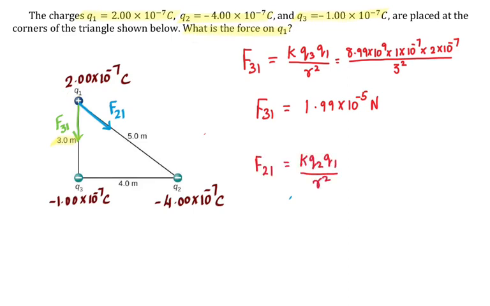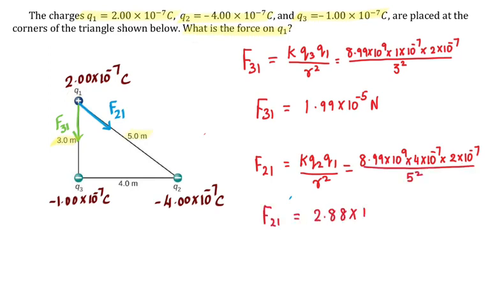Now F21, again we can apply the formula for Coulomb's law or electrostatic force, K Q2 Q1 over R square. Substitute the numbers as given in the problem for the charges. K is a constant and R is 5 meter. Again we can calculate and get a number for it.